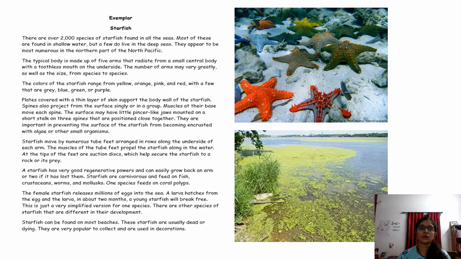Okay, so there are over 2000 species of starfish found in all the seas. So whenever you visit an ocean or sea, you can find 2000 different species of starfish, and most of these are found in shallow water. Shallow water is nothing but water bodies that are not too deep. You can also find them in deep water bodies such as oceans or seas. So it is not compulsory for it to live only in oceans or seas. It can also live in other water bodies where it is not deep. So we cannot say it can only live in deep oceans or seas.